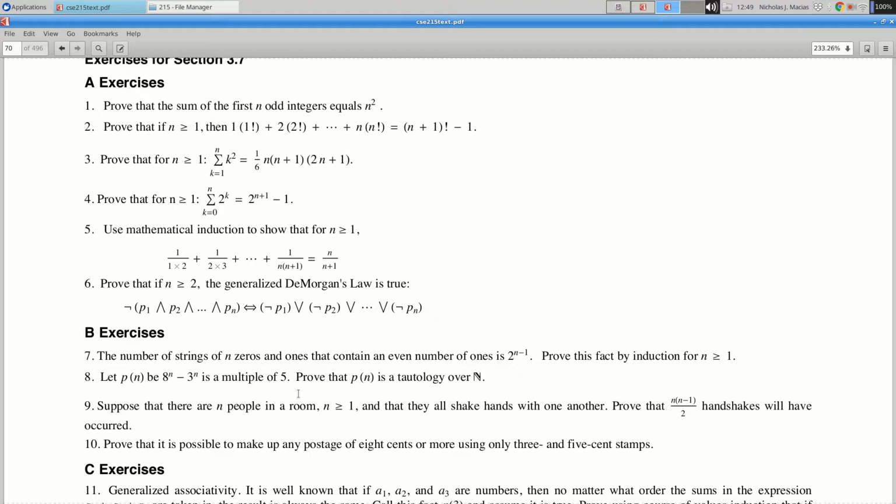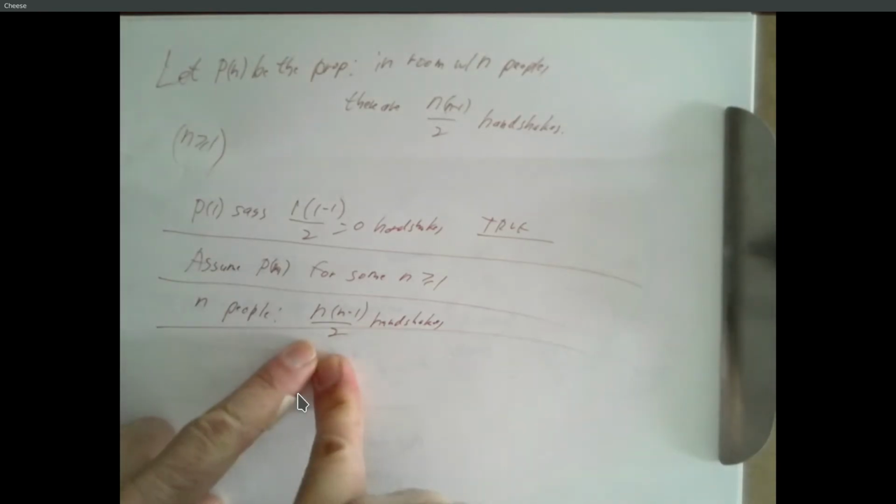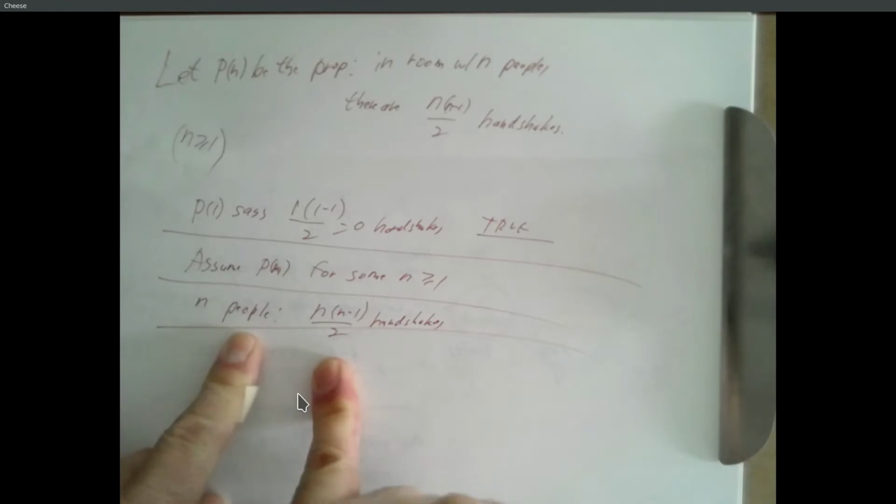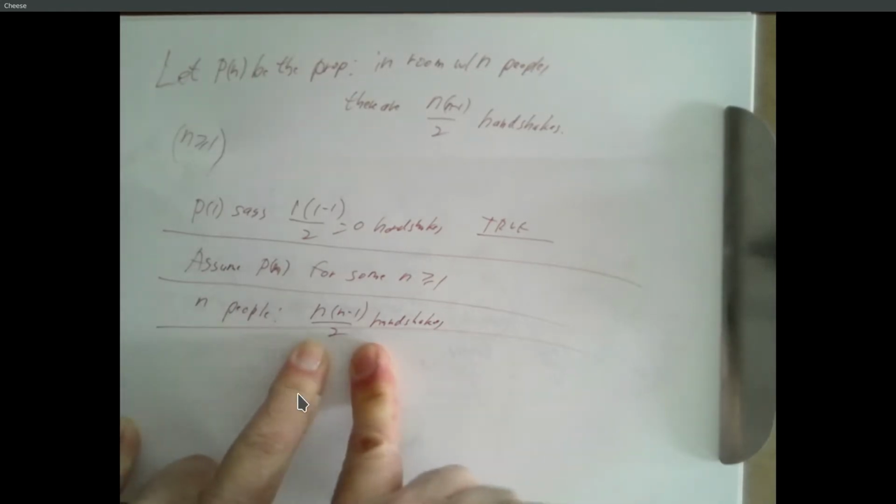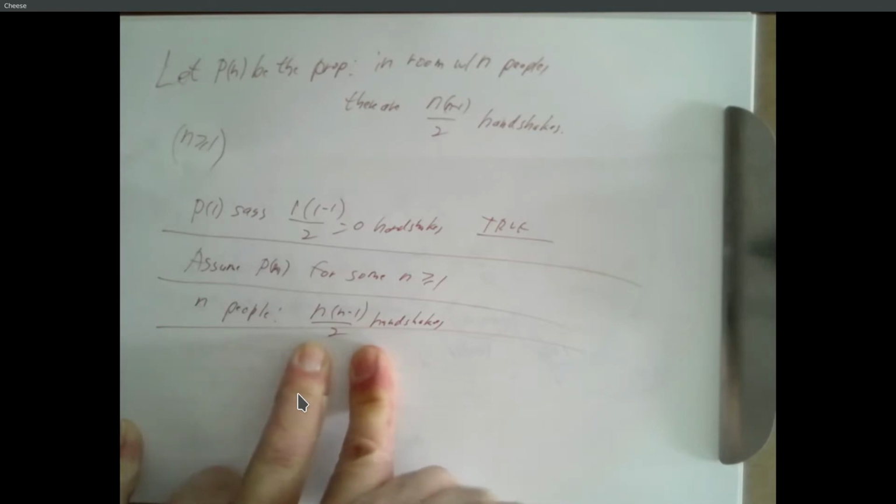Okay, assume P of n for some n bigger than or equal to 1. So you got n people. We have n times n minus 1 over 2 handshakes. Okay, how do we prove P of n plus 1? How do we find how many handshakes there are if there are n plus 1 people in the room? Probably by using what we just learned about the number of handshakes with n people in the room. Right, so if there's n people in the room, there's this many handshakes. Now we've got a room with n plus 1 people. How many handshakes are there?